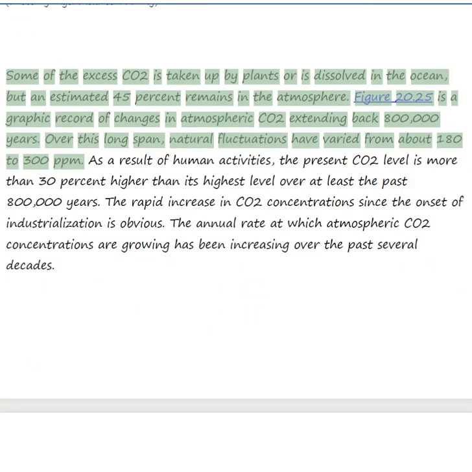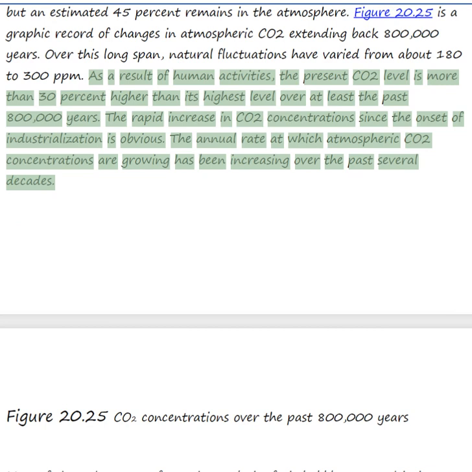Some of the excess CO2 is taken up by plants or is dissolved in the ocean, but an estimated 45% remains in the atmosphere. Figure 20.25 is a graphic record of changes in atmospheric CO2 extending back 800,000 years. Over this long span, natural fluctuations have varied from about 180 to 300 ppm. As a result of human activities, the present CO2 level is more than 30% higher than its highest level over at least the past 800,000 years. The rapid increase in CO2 concentrations since the onset of industrialization is obvious. The annual rate at which atmospheric CO2 concentrations are growing has been increasing over the past several decades.